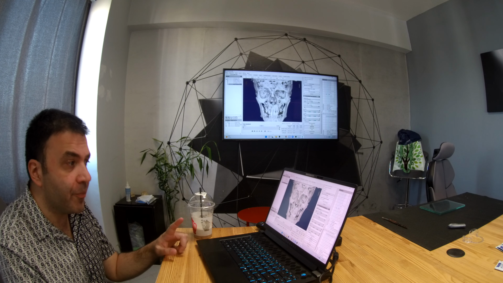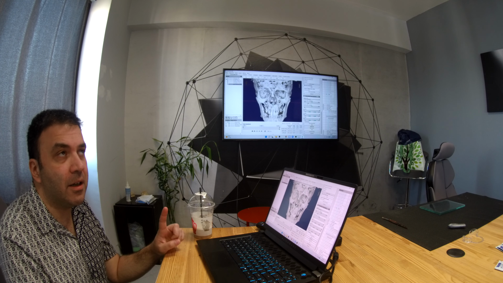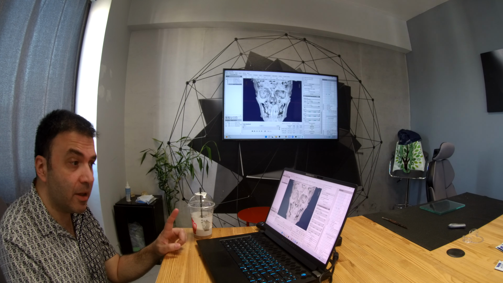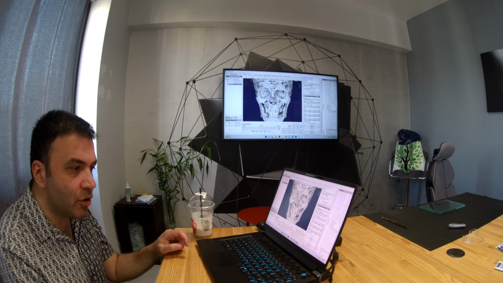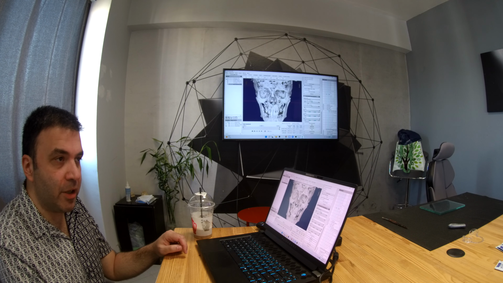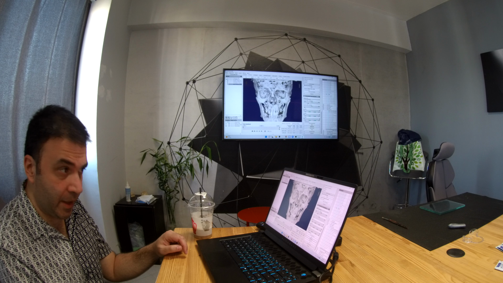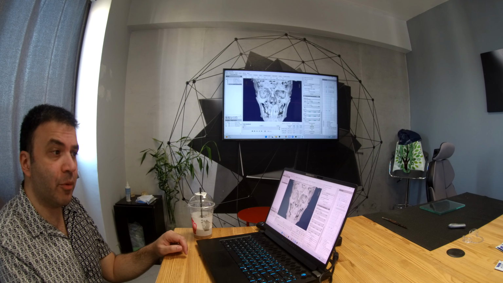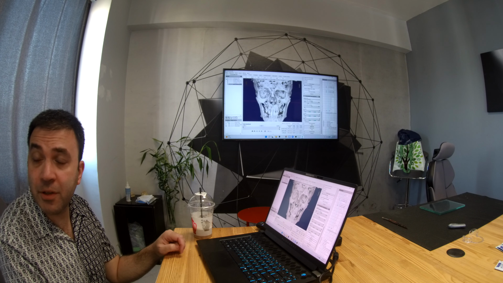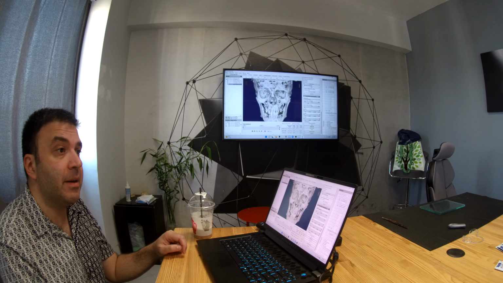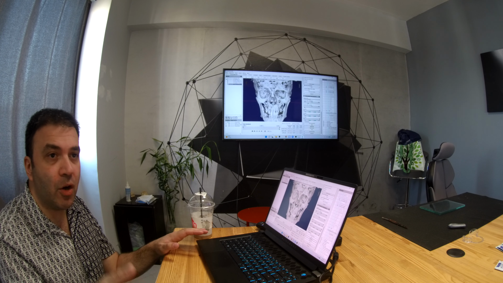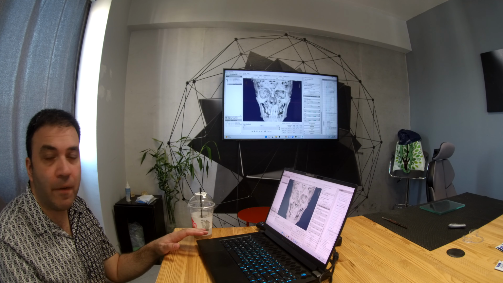But I want to do what is called the idealized occlusion plane. So let's see, it's stomion xi. So I need to place 2 points, stomion and xi. Xi point you wouldn't find here. Xi point has to be constructed. It's a point that was described by Ricketts. It's the middle of the ramus of the mandible.